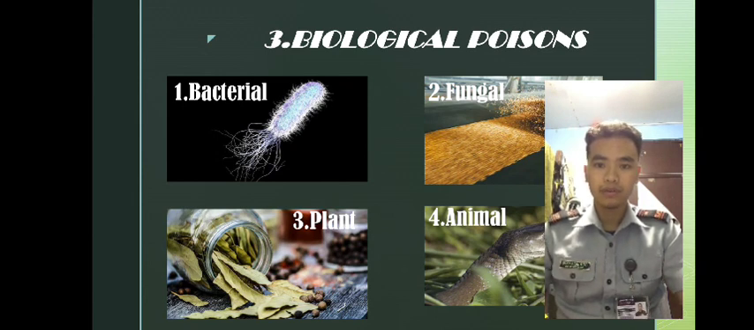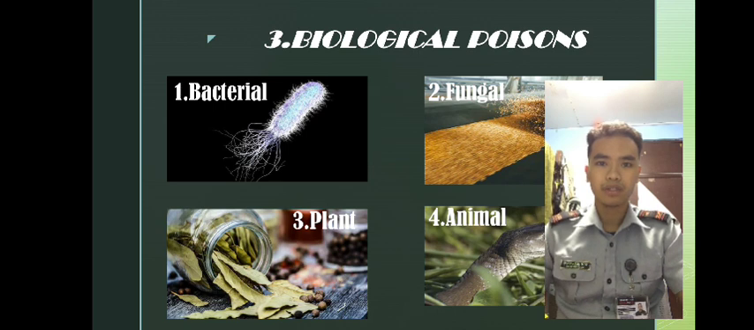Lastly, let's proceed to biological poisons. Biological poisons are toxins produced by living organisms that can be harmful to humans and other animals. These toxins can be produced by various types of organisms including bacteria, fungi, plants, and animals, and can be found in various forms including solids, liquids, and gases. Examples of biological poisons include: first, bacterial toxins.